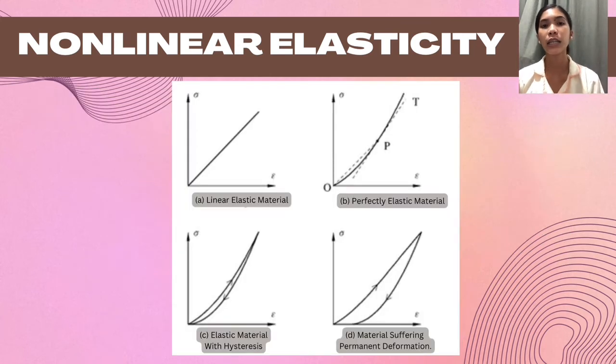Now, we can see on the screen different graphs showing the relationship of stress and strain. In the first one, A, we see a linear elastic material. In B, it is a perfectly elastic material. In C, it is an elastic material with hysteresis. And in D, it is a material suffering permanent deformation.